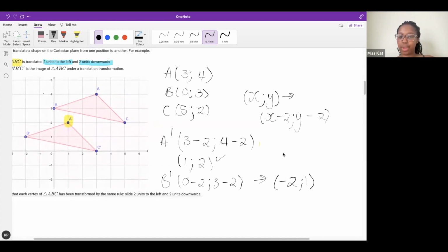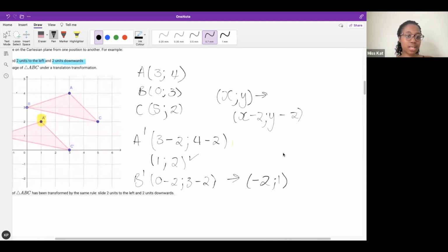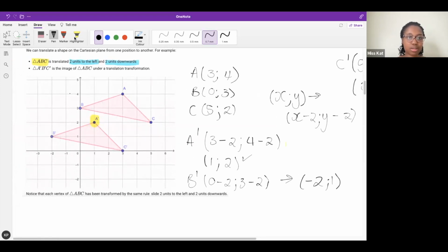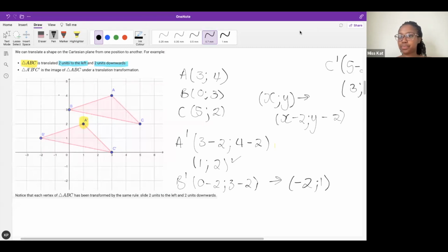So we have our B prime. Now let's do our C. What is the original for C? It was 5 and 2. So for C prime, take 5, subtract 2, and take 2, subtract 2. So your C prime coordinate is 3 and 0. Does that correspond with the C prime coordinate on the sketch? Let's check. Look where it is. Yes, it does.